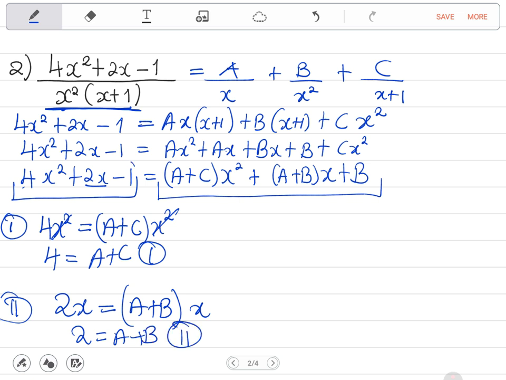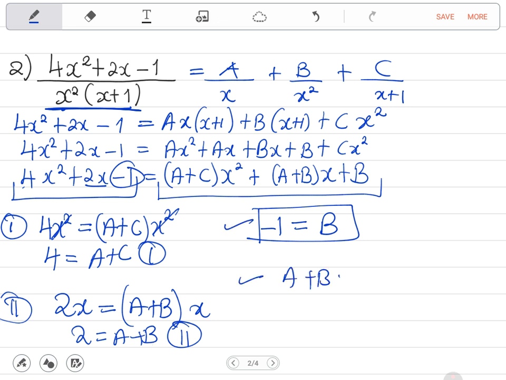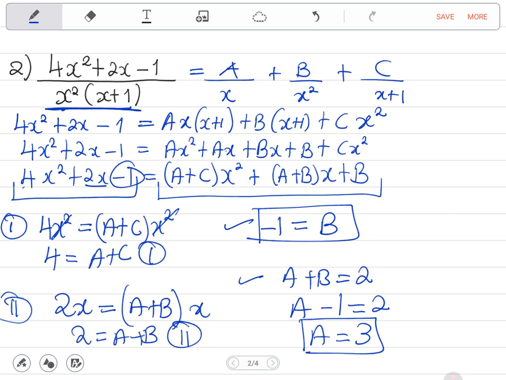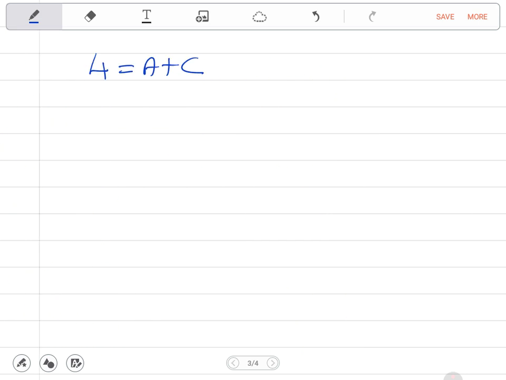The other one is, this one is a constant, so negative 1 is equal to b. At least we know that b is equal to negative 1. So starting here, we can find a, since we know that a plus b is equal to 2. So b is negative 1, equal to 2. So a is equal to 3. Can we find c? We know that a is 3, because we know that 4 is equal to a plus c. This equation here. And a is 3. 3 plus c. Okay, taking 3 the other side, it gives us c as 1.